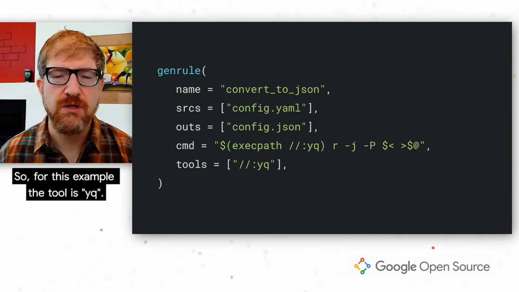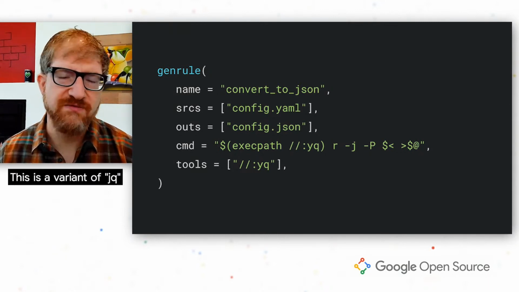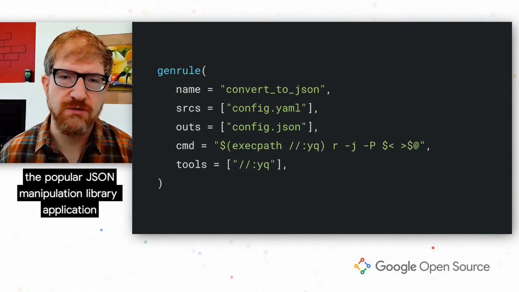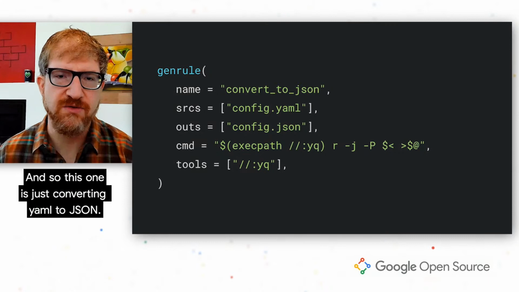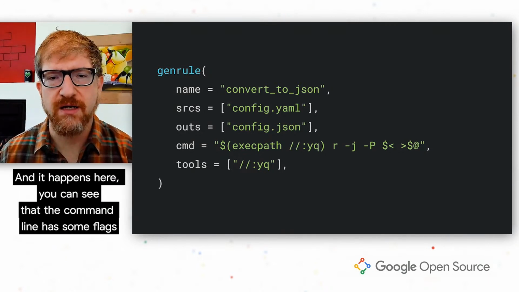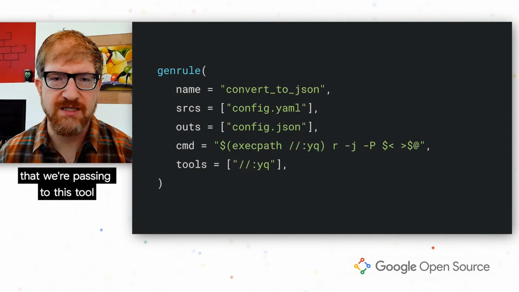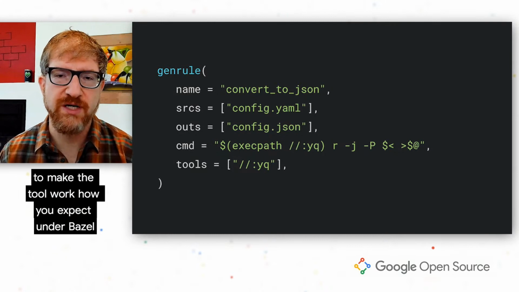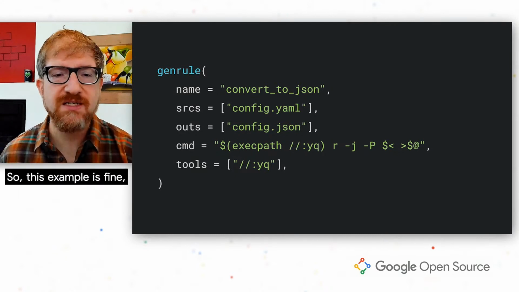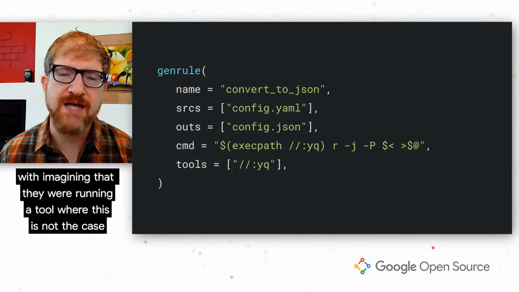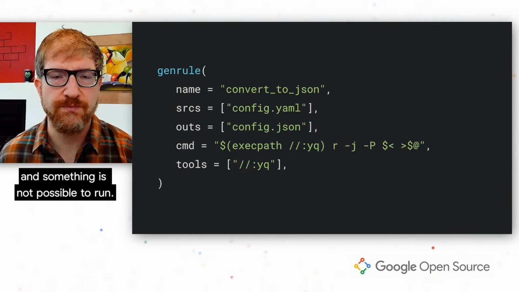So for this example, the tool is YQ. This is a variant of JQ, the popular JSON manipulation application, and it handles YAML files. And so this one is just converting YAML to JSON. You can see that the command line has some flags that we're passing to this tool. And those are sufficient in this case to make the tool work the way you expect under Bazel to read inputs and produce outputs. So this example is fine, but we're going to go through the rest of this talk imagining that we're running a tool where this is not the case and something is not possible to run.